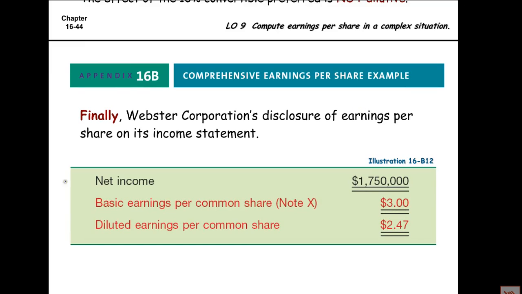This is just going over the disclosure, basic and diluted. All right. And that's the final detail of what you'll have to do for diluted EPS.